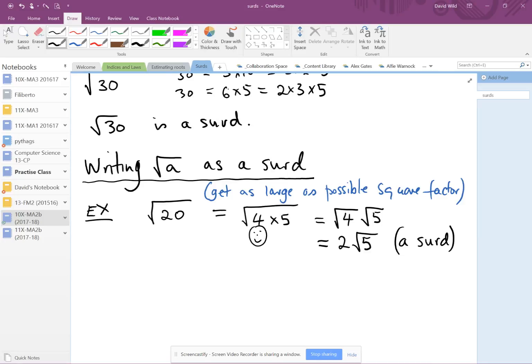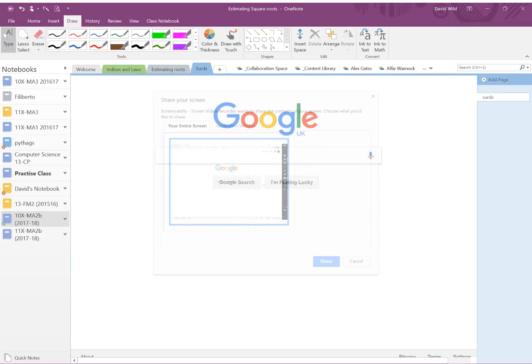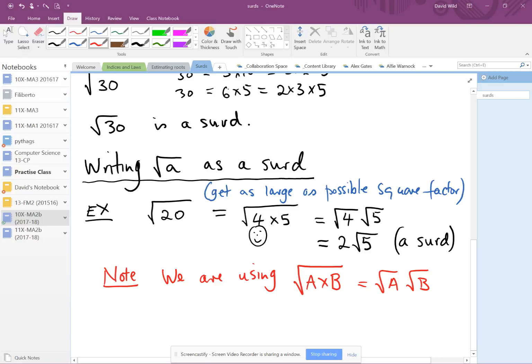How do you get the root 4 on root 5? We want to split the 4 and the 5 out into 2 separate square roots. Remember, if you square root the product of 2 things, that's the product of the square roots. So we could say here that note we are using the fact that the square root of 2 things together is the product of the square roots separately. Okay?